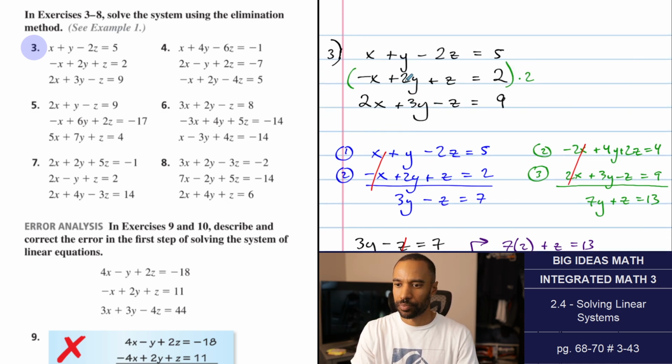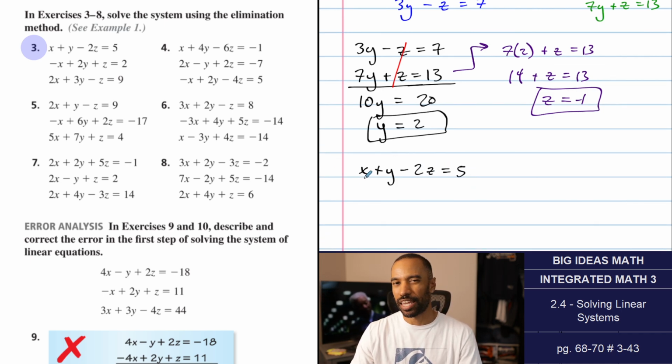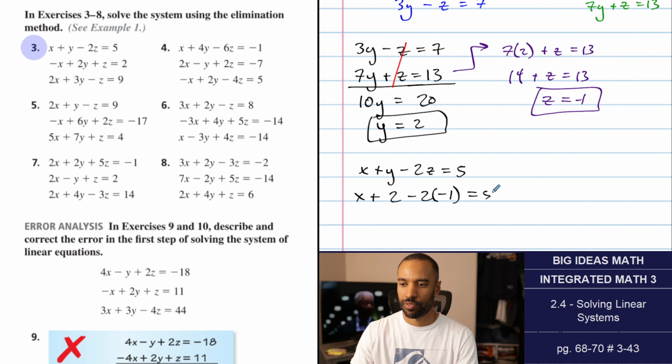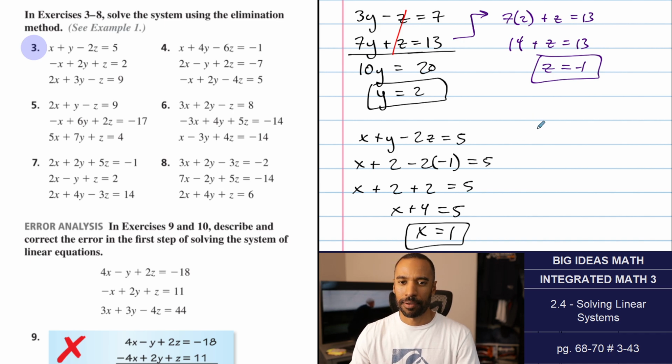So let's go to, I don't know, x plus y minus 2z equals 5. I think, for the most part, I prefer elimination when it's already set up in standard form. But substitution has its benefits. Here x equals 1. It has its benefits at the end because x would already be by itself in this case, and you can substitute on the other side.